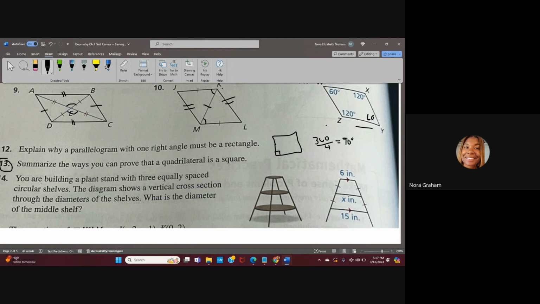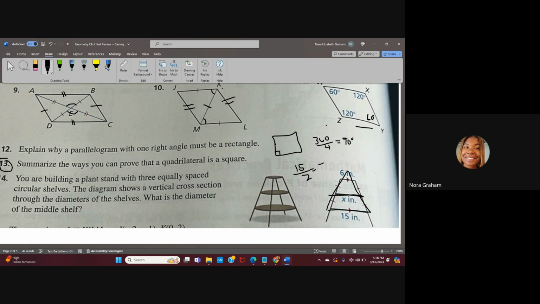All right, so 14, you're building a plant stand with three equally spaced circular shelves. The diagram shows a vertical cross section through the diameters of the shelves. What is the diameter of the middle shelf? This one comes back from an old theorem that we went through. If I look at this as my base right here, and this is kind of like a triangle, my middle part is always going to be half of my base. So half of 15 is going to be 7.5, I believe.